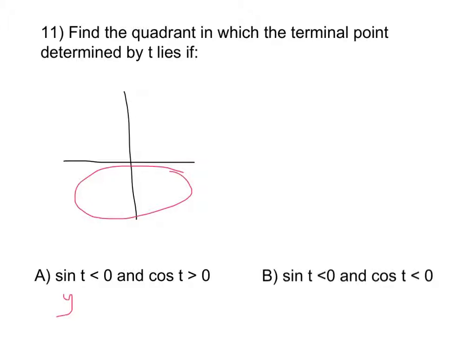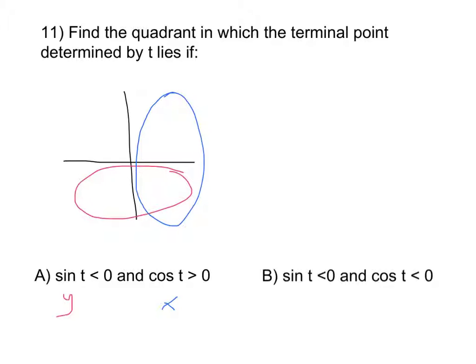For the next piece of information, we're interested in where the cosine of t is greater than 0. Remember, the cosine correlates with the x-coordinate. The x-coordinate is over on the right side of our coordinate plane when we're looking at x values that are greater than 0. So all of these points over here have x values that are greater than 0.